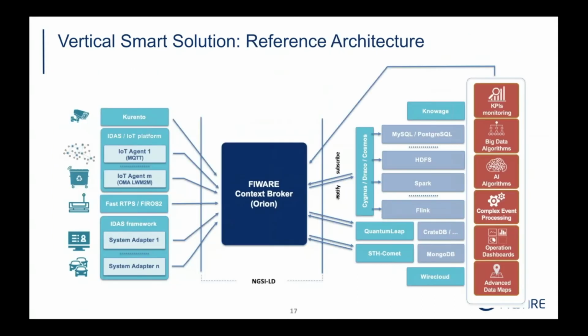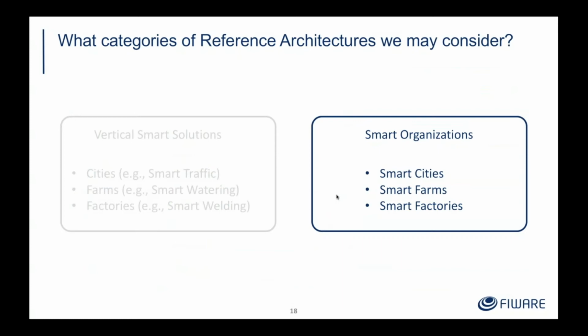Same for energy. And this is just a way to represent exactly the same reference architecture, but turned 90 degrees clockwise, so the data flow can be illustrated from left to right, from the gathering of data from different devices and systems, creating this common digital twin representation that is accessible through the context broker technology using NGSI-LD, and being able to process it. The second category of reference architecture would be for smart organizations.